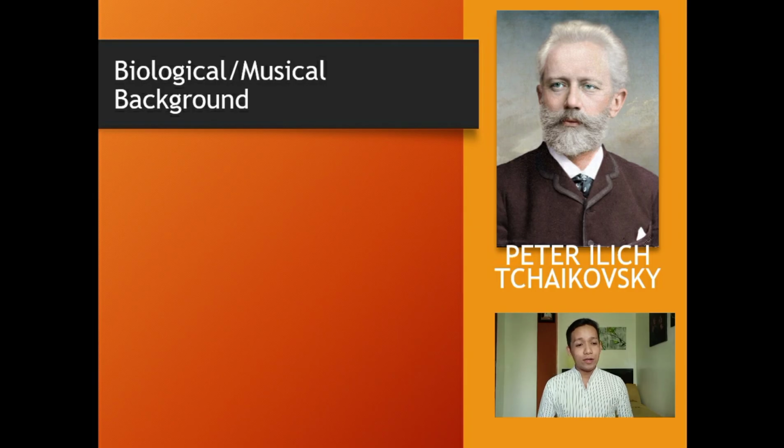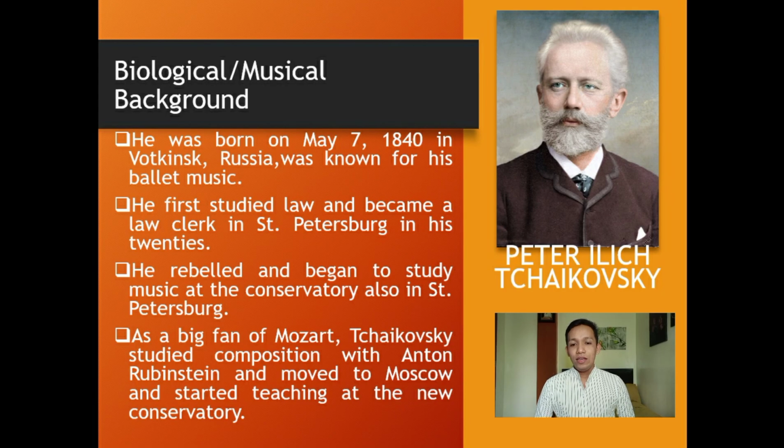The second exponent of program music was Peter Ilyich Tchaikovsky. His biological or musical background. He was born on May 7, 1840 in Votkinsk, Russia, and was known for his ballet music. He first studied law and became a law clerk in St.